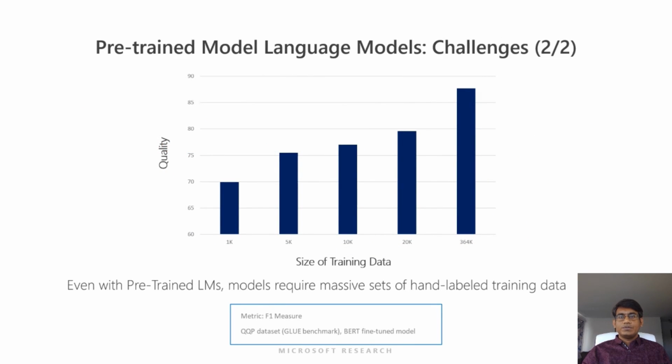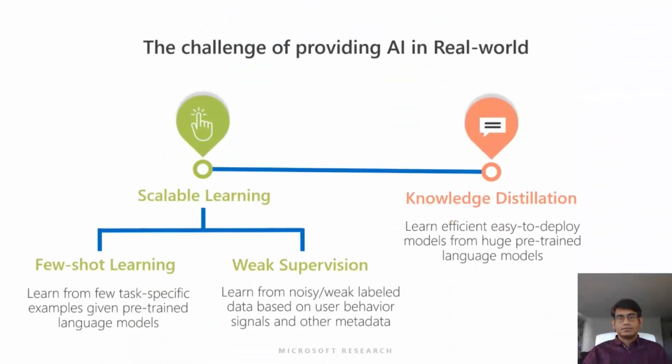Although pre-trained language models reduce the annotation bottleneck, they still rely on thousands of labeled training samples for fine-tuning on the downstream tasks to obtain state-of-the-art performance. In this talk, we primarily focus on the aspects of scalable learning from limited labels and knowledge distillation for scalable deployment to address the aforementioned challenges.